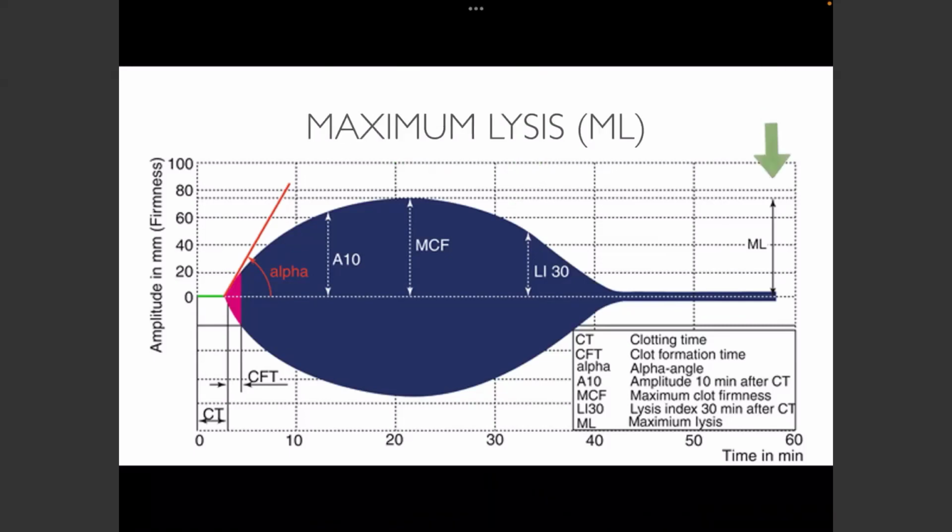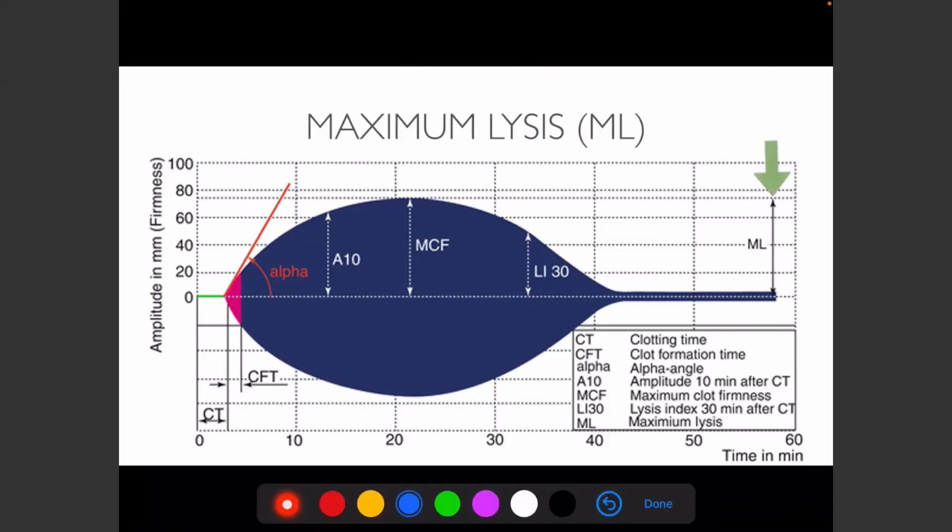And then the last one that is important to note in certain situations is your maximal lysis. Your Rotem runs over 60 minutes. Your maximal lysis is just how much clot is broken down after 60 minutes. And in normal people, it should be less than 15%. So this would actually be an abnormal one, but this is the graph that the company generally uses to interpret everything.